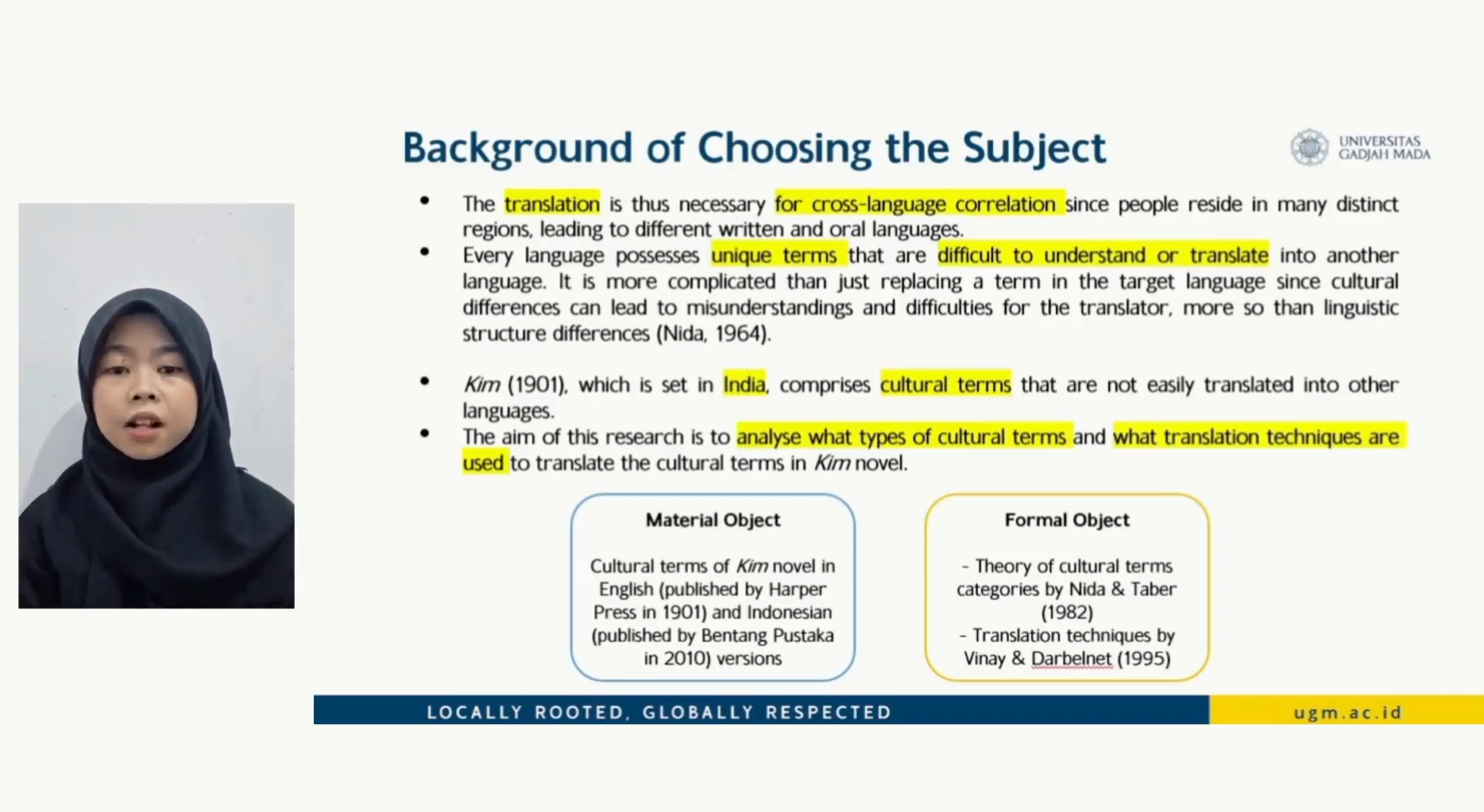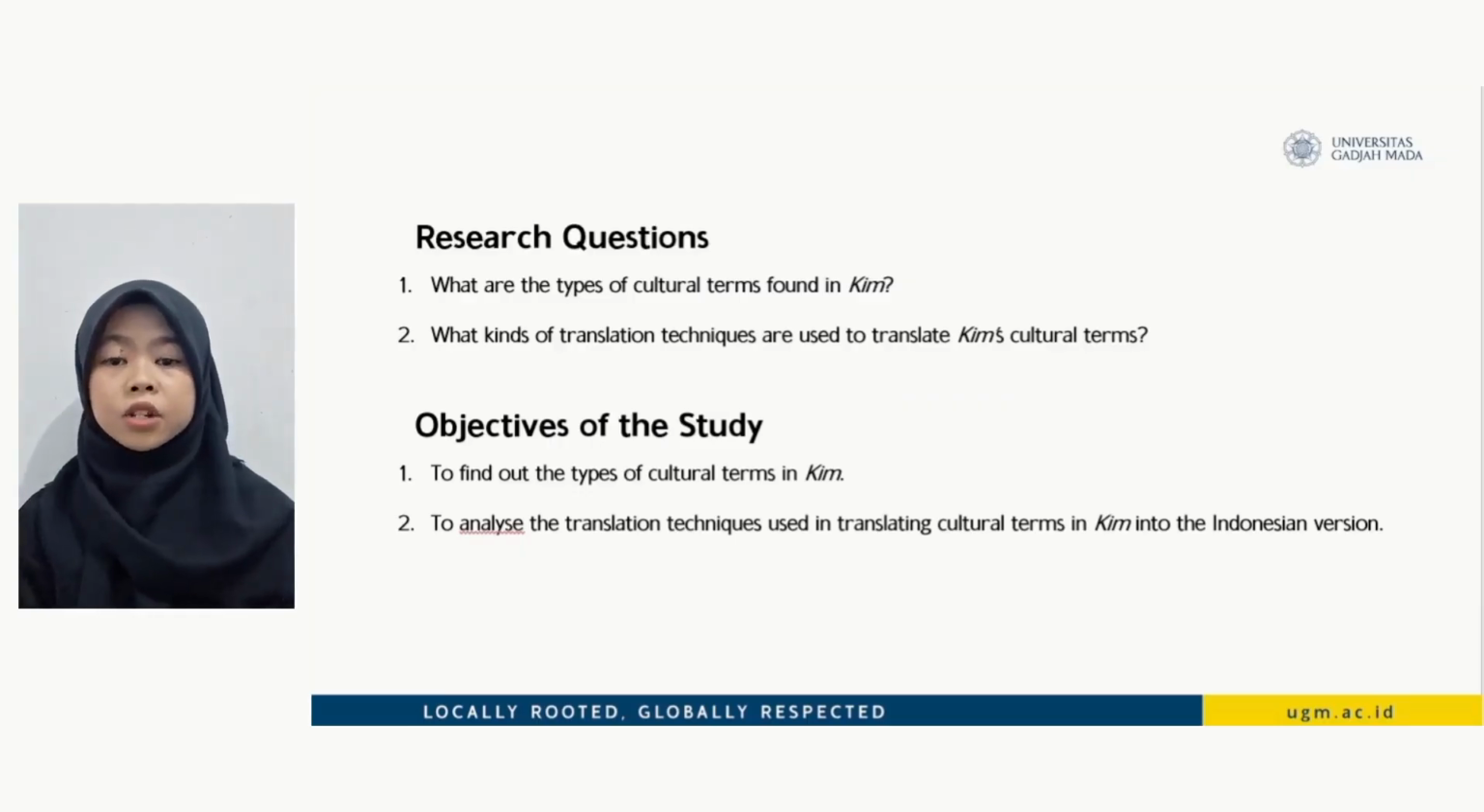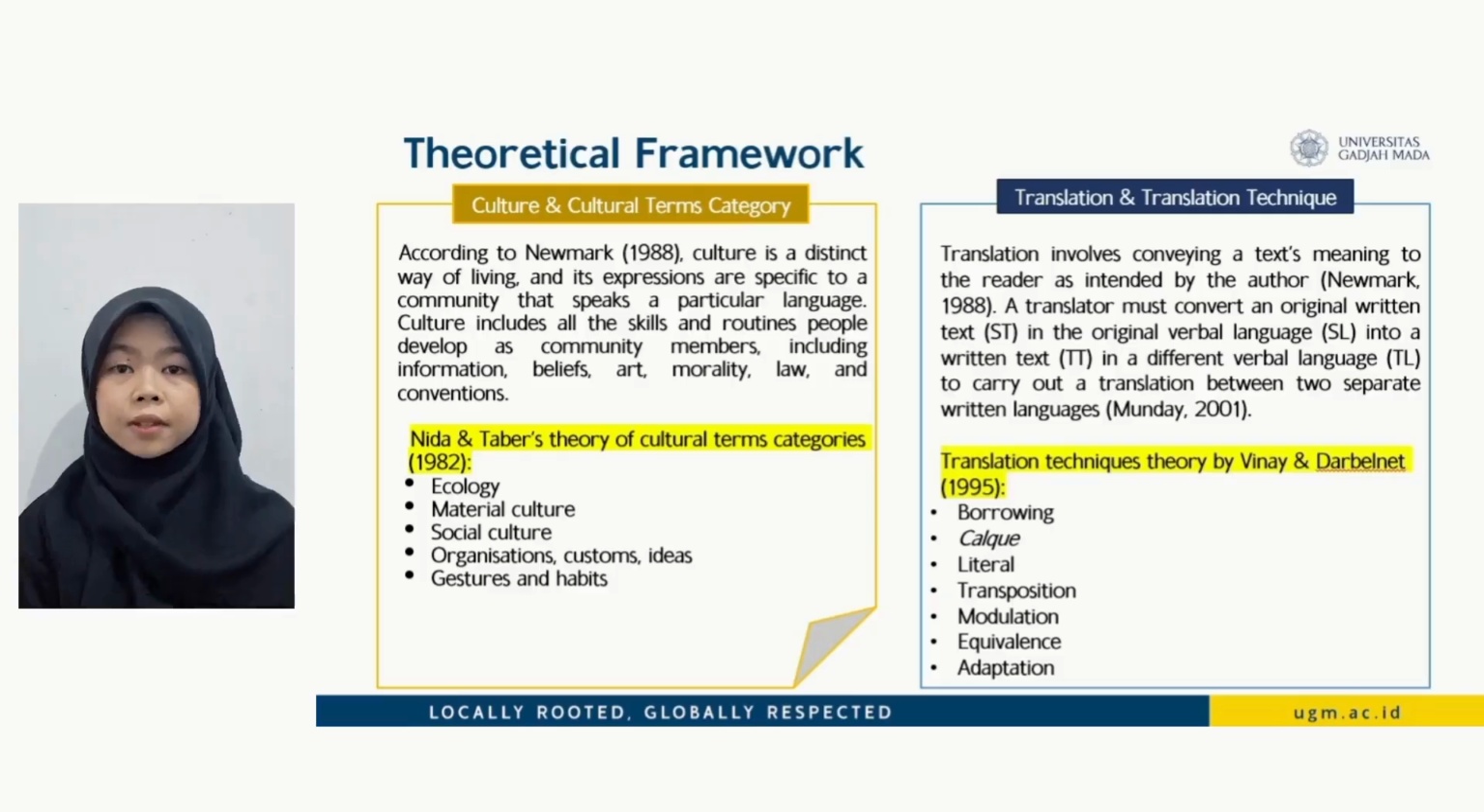Nida states that cultural differences can lead to misunderstandings and difficulties for the translator, especially in translating cross-language correlations. The material object, Kim Novel, is set in India, which comprises cultural terms that are not easily translated into other languages. So, the research questions will be: what are the types of cultural terms found in Kim, and what kinds of translation techniques are used to translate Kim's cultural terms.